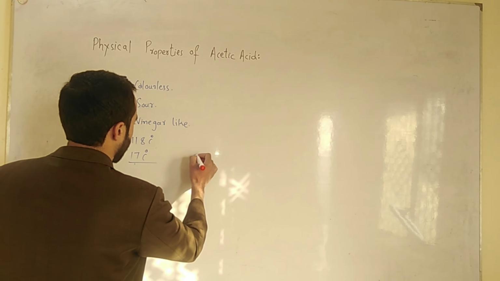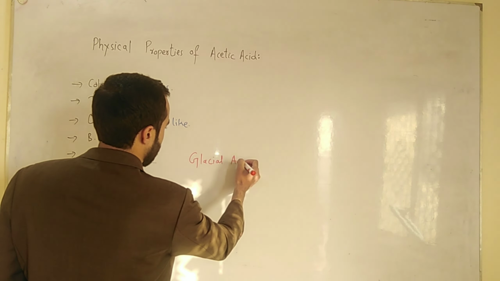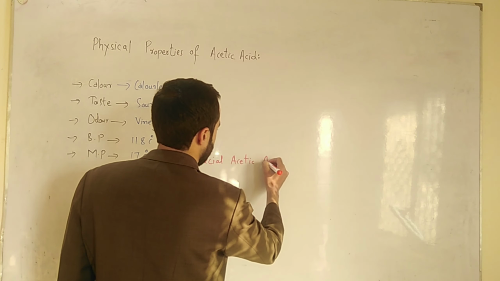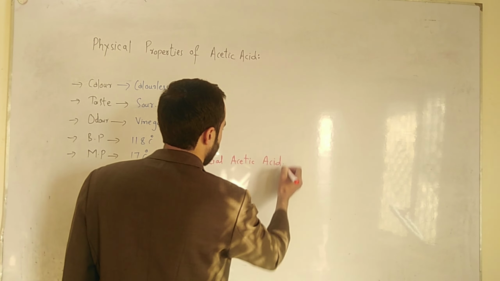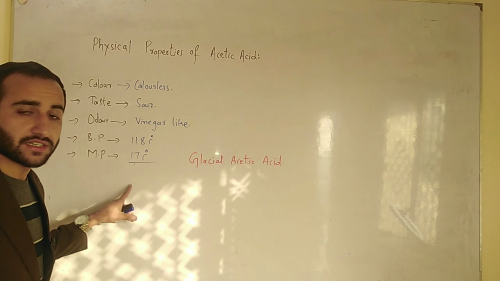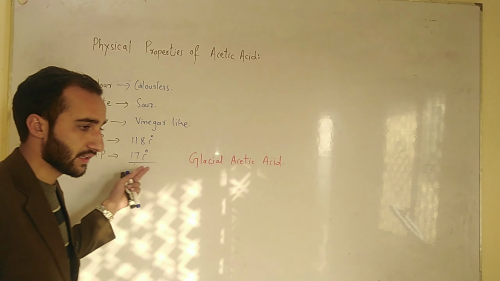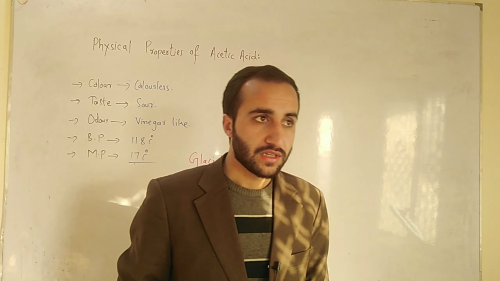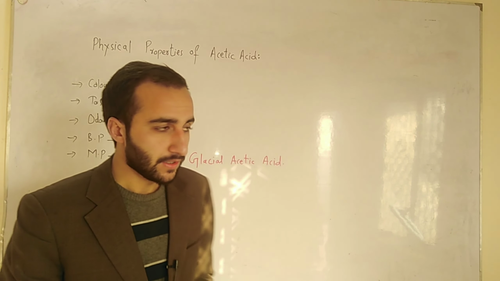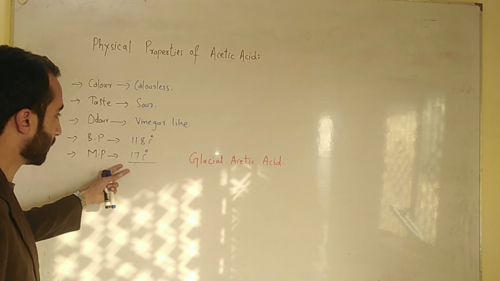There is a very important question related to glacial acetic acid. Why is acetic acid called glacial acetic acid? There is a very simple logic behind this question. Acetic acid freezes at 17 degrees centigrade. This is the melting point as well as the freezing point of acetic acid. We know that the melting and freezing points are the same thing. So the melting point of acetic acid is 17 degrees centigrade.